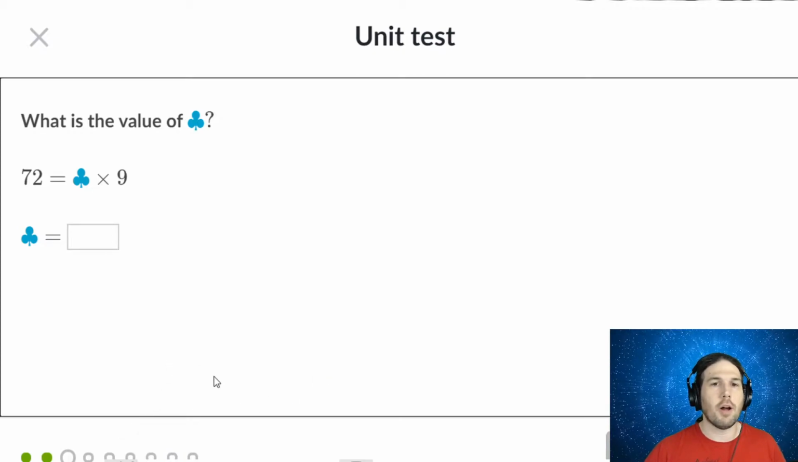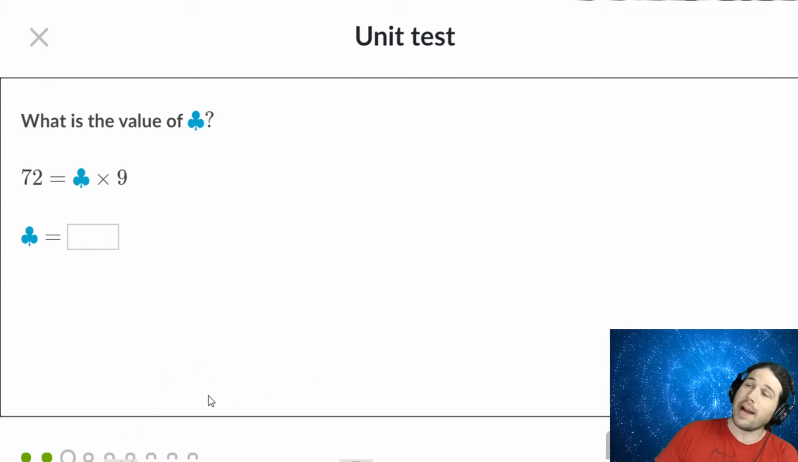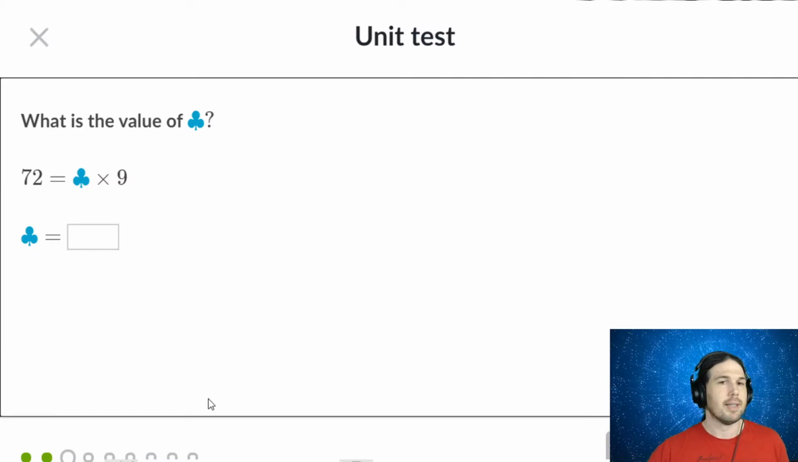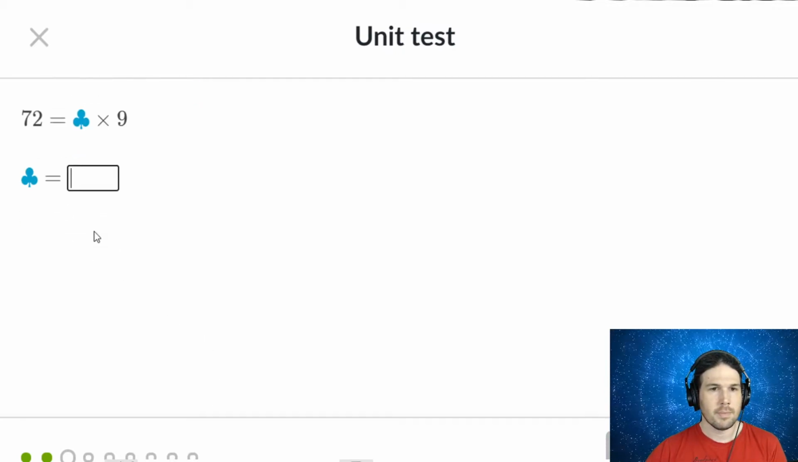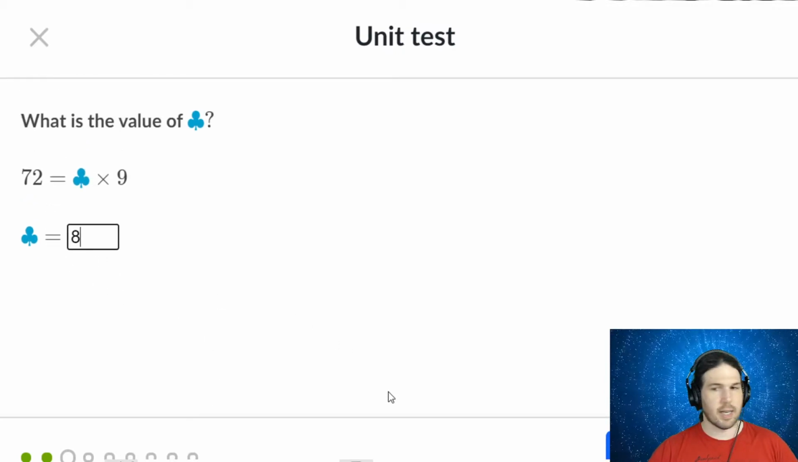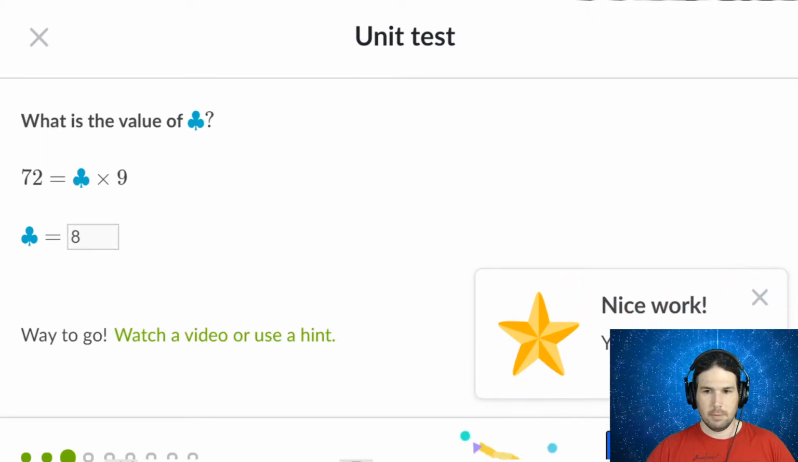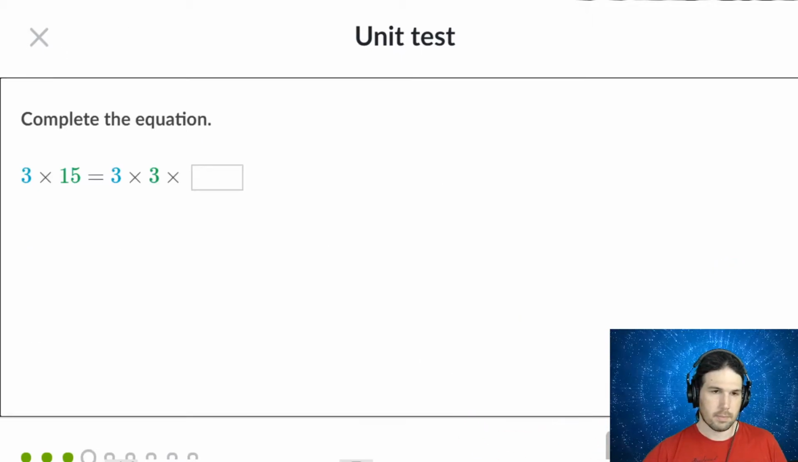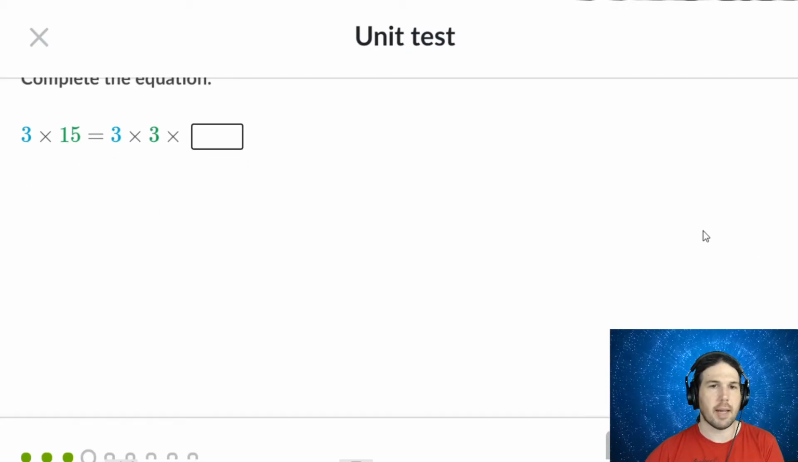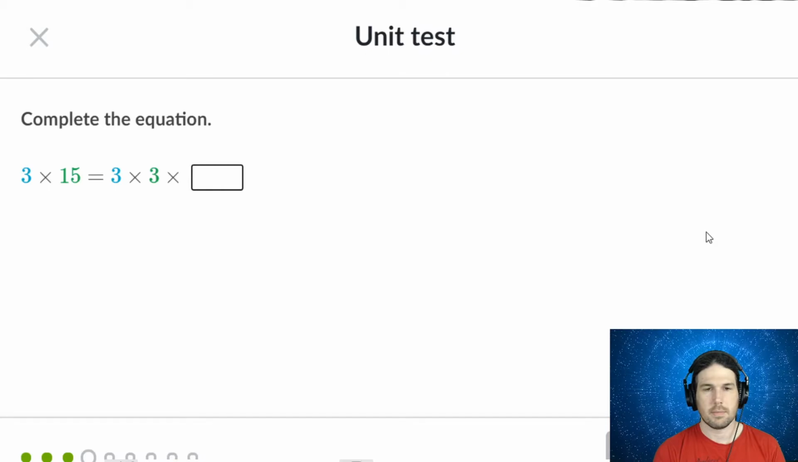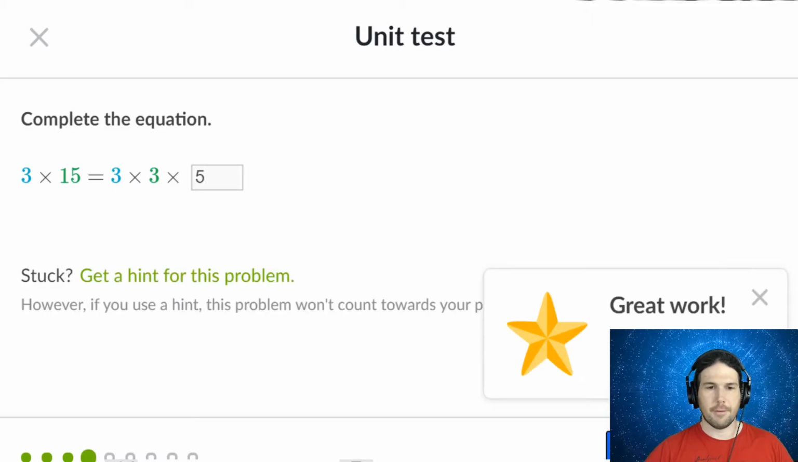What is the value of, that's a club, by the way. I don't know why it's called a club, but it's called a club. What is the value of club? Well, 72 is 8 times 9. Three times 15 equals 3 times 3 times. That's 5.